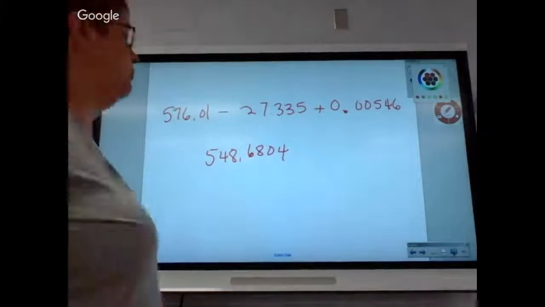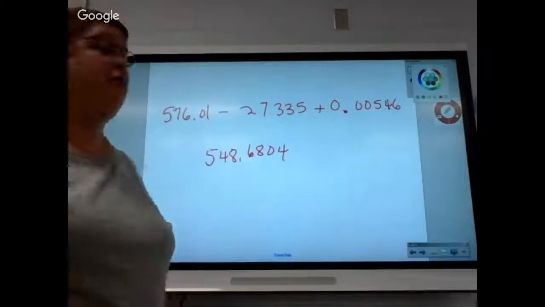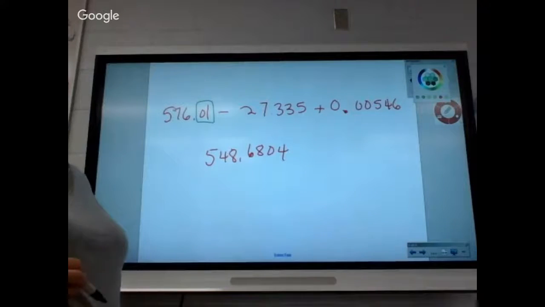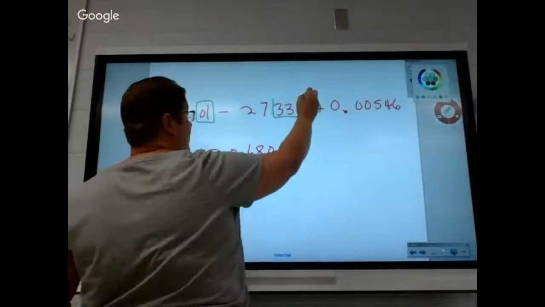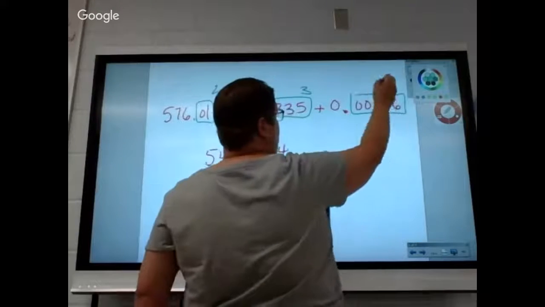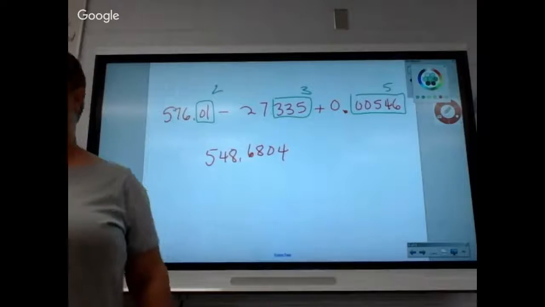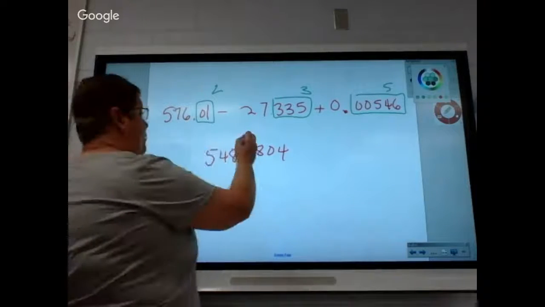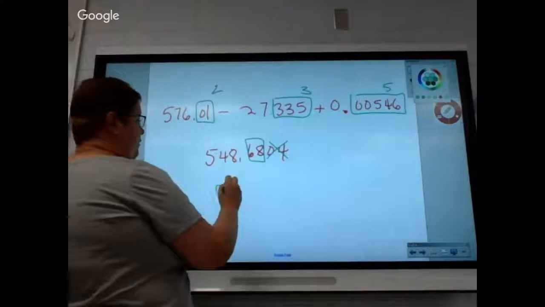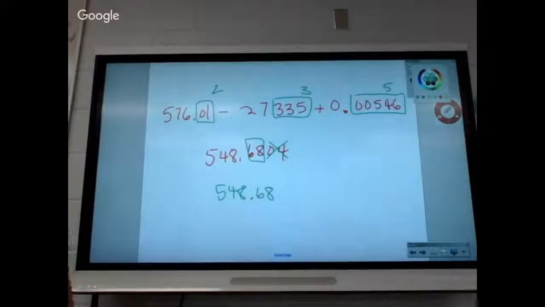Okay. So when I looked at it, I was adding and subtracting. So I looked here and I said, how many places behind the decimal? 2. Okay. How many places behind the decimal? 3. Okay. And how many places behind the decimal? 5. Okay. So in my answer, I only want how many places behind the decimal? 2. So I want to keep these 2 and drop those. So 548.68 is what I kept.